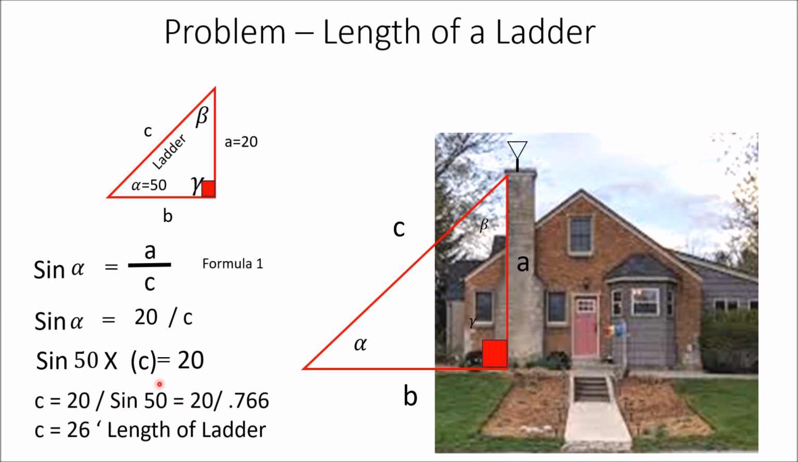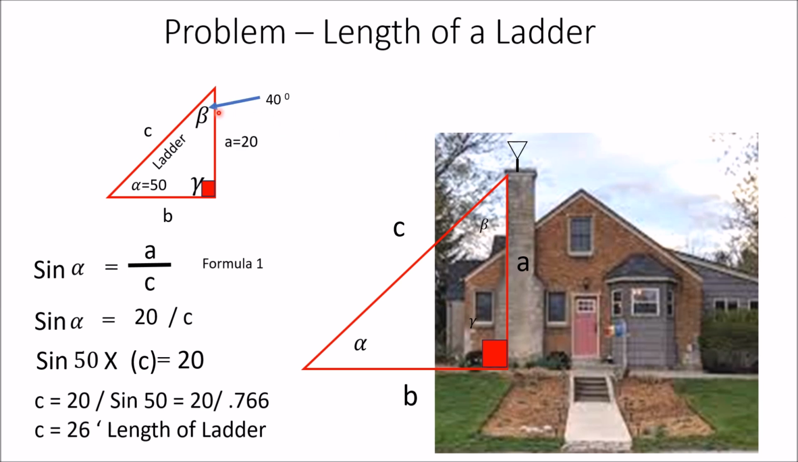So now we look at C, which would be 20 divided by sine of 50. We look up on a calculator the sine of 50, and it turns out to be 0.76. So we can say that C is 20 divided by 0.76, or 26 feet. So we need a ladder that's 26 feet long to reach the top of the chimney so we can fix the antenna. Probably ought to have it a little bit longer just to be on the safe side, but that's how we do it.